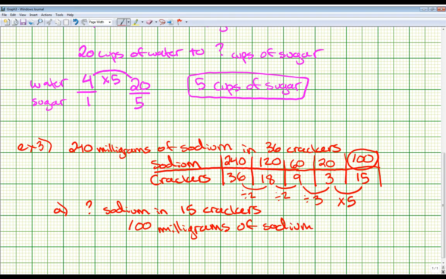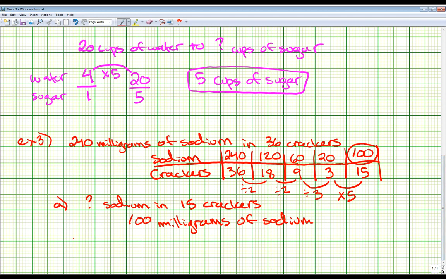in 15 crackers. So notice what we did here. We divided and divided and divided, and then we multiplied back up. So you don't have to keep doing the same thing every time in order to find the target answer that you're looking for. Now, question B is asking us, what if you eat 21 crackers? So how much sodium in 21 crackers?